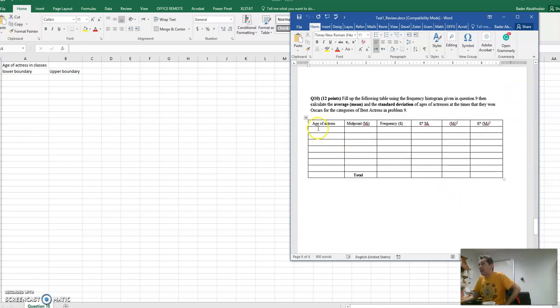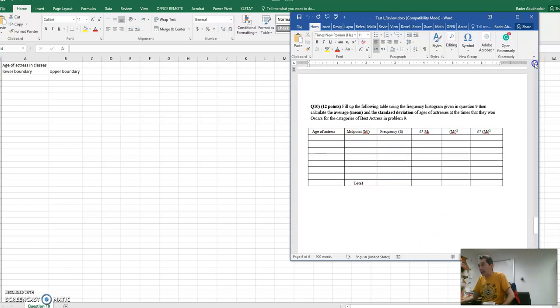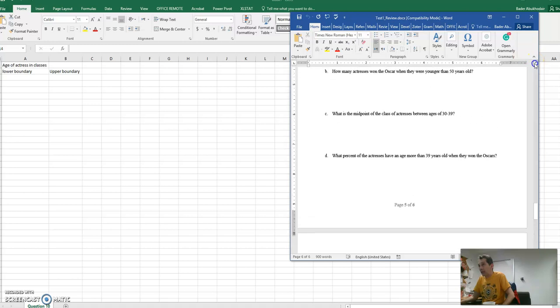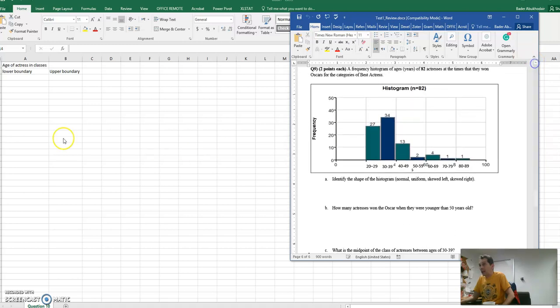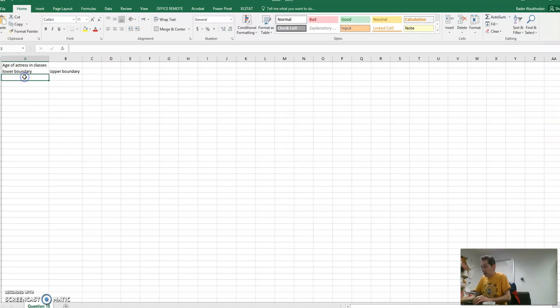So you notice here he wants the age of the actress. So the age of the actress, the exact one, I don't know, but I know the classes. So let's put the classes in over here. So I'll start from 20, and the upper bound will go to 29. Then the next one will be 30, and this one is 39. So you notice that the class width, if you go vertically, is 10.